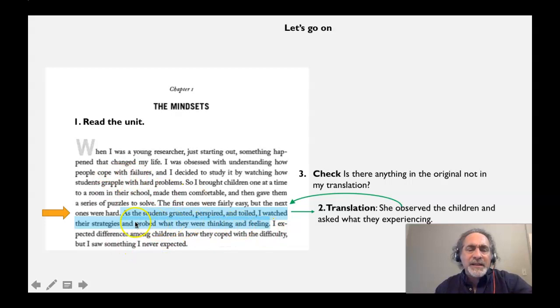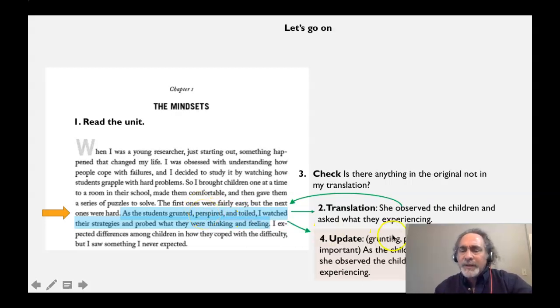What that means is she watched the strategies and probed what they were thinking and feeling when they were grunting, perspiring, and toiling. Working hard. Maybe even being anxious, maybe being worried about whether they're going to be able to cope with failure. So grunting, perspiring, and toiling may be important. As the children struggled with the puzzles.